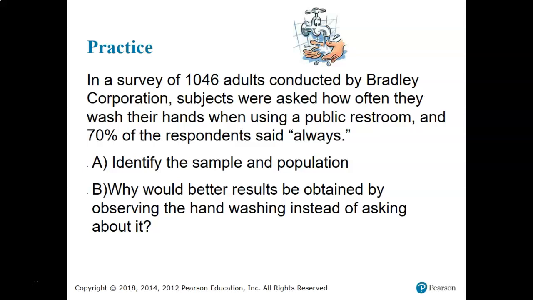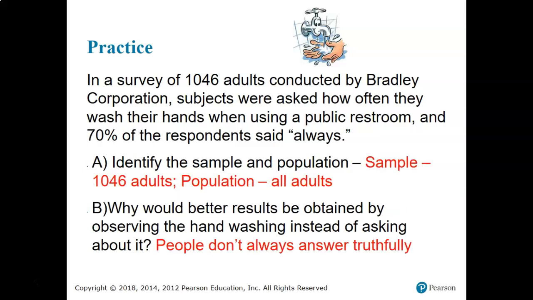Okay, here's a practice one that I would like for you to look at. Identify the sample and the population that's described here, and then think about why would better results be obtained by observing the hand washing instead of asking about it. Okay, if we look at this, our sample here would be the 1,046 adults that were surveyed. Our population would be all adults because it really doesn't specify any particular group of adults, so our population would be all adults. So in this survey, the 1,046 adults are representing all adults in the study.